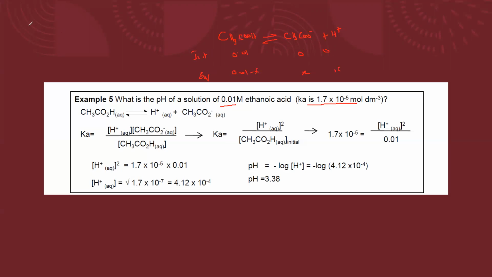And then I'll write the formula for Ka: product divided by reactant. So it will be the CH3COO concentration, acetate ion concentration, times the hydrogen ion concentration, divided by the ethanoic acid concentration at equilibrium. And Ka is given in the question, so that's 1.7 into 10 to the power minus 5. The concentration of acetate ion is X, the concentration of hydrogen ion is also X, and this one is 0.01 minus X. But what is our assumption here? That 0.01 minus X is approximately equal to 0.01, because X is a very small number.